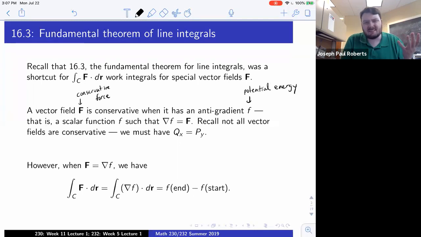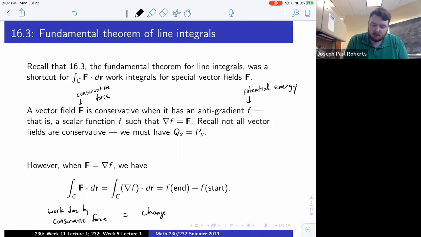In physics, I think there's a negative sign that they use, that minus the gradient of potential energy is the force generated by that potential energy. But in physics, the sentence you would have learned for this is that the work done by a conservative force is the change in potential energy. So that's something you might have learned back in high school physics.